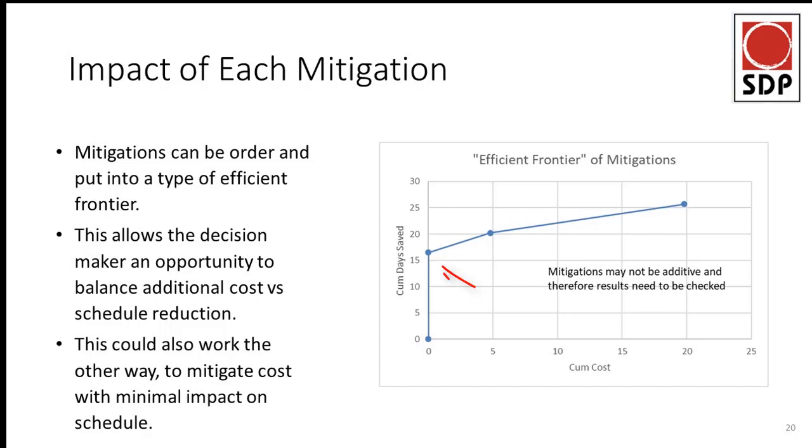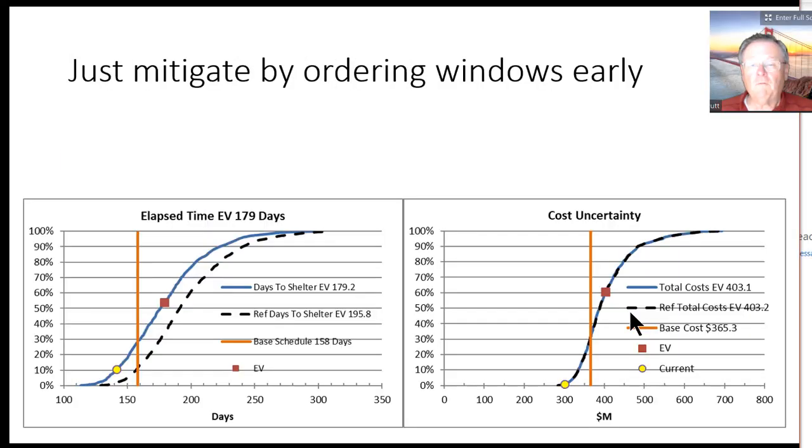So over here we can see the windows being ordered 30 days in advance. The next bullet is pre-ordering the windows relative to framing. And the third is changing the framing. Well, I'm going to assume we're just going to mitigate by ordering the windows. So we can look at those CDFs.